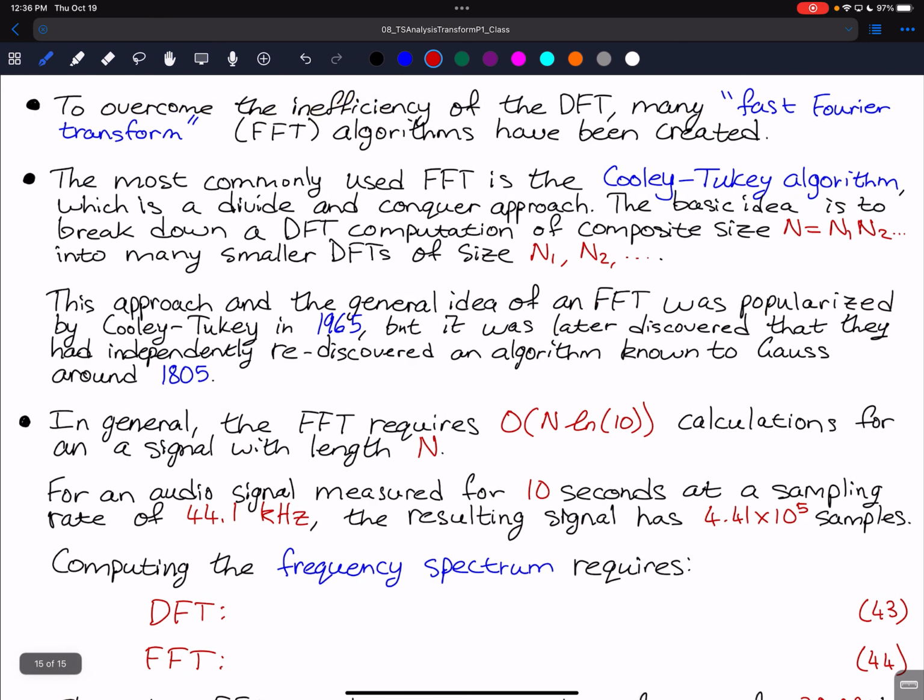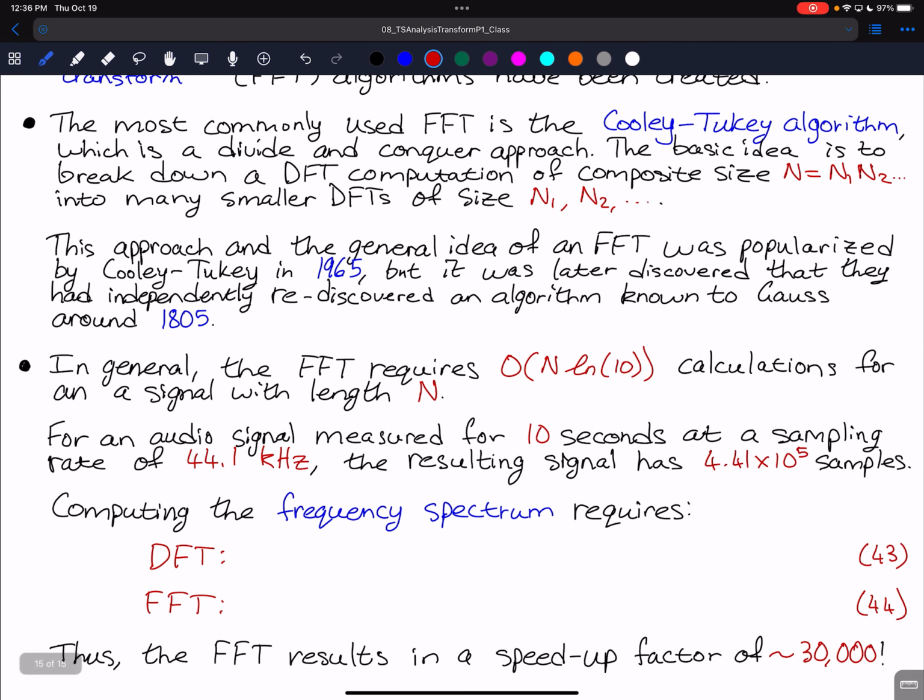All right, so the nice thing about the FFT is that in general it requires on the order of N times the natural log of N. That should actually say N there, not 10, because otherwise that's just a constant value you could write out rather than a natural log of 10. So it requires that many calculations for a signal with length N, which is less than big N squared.